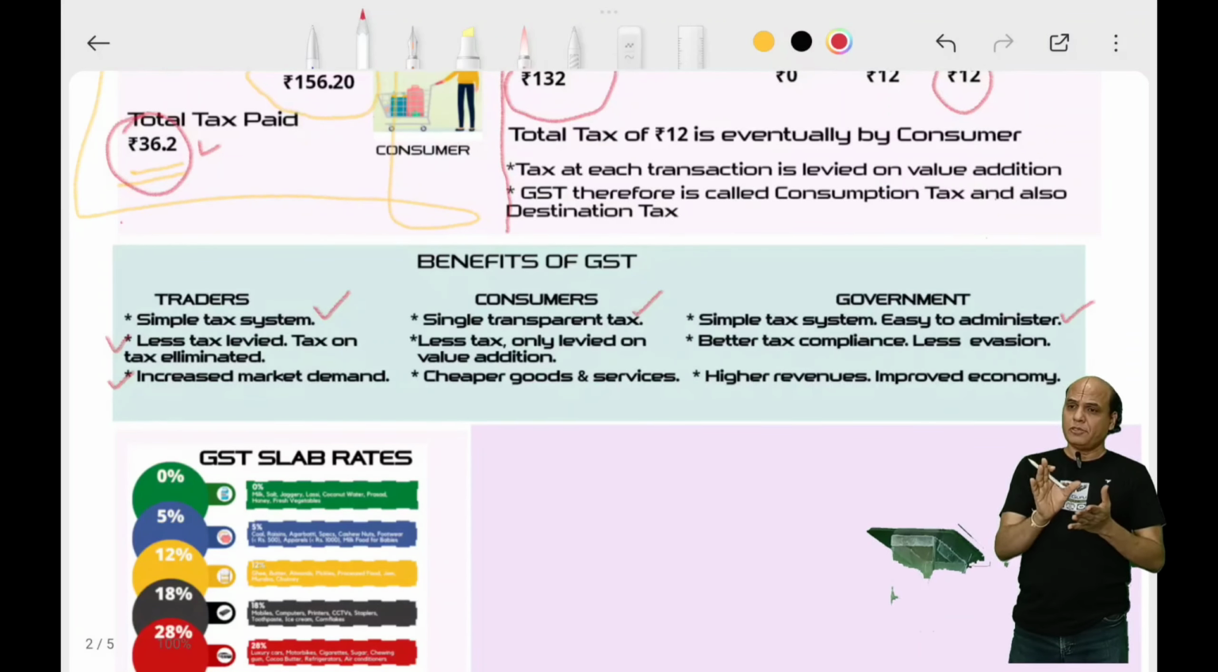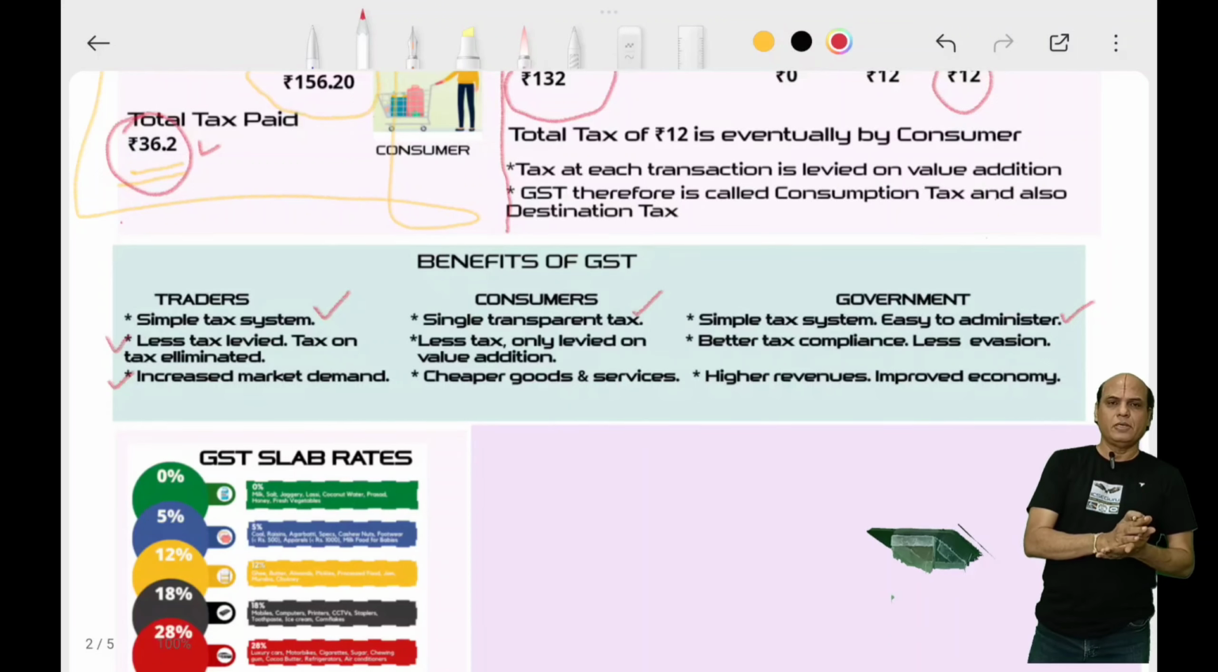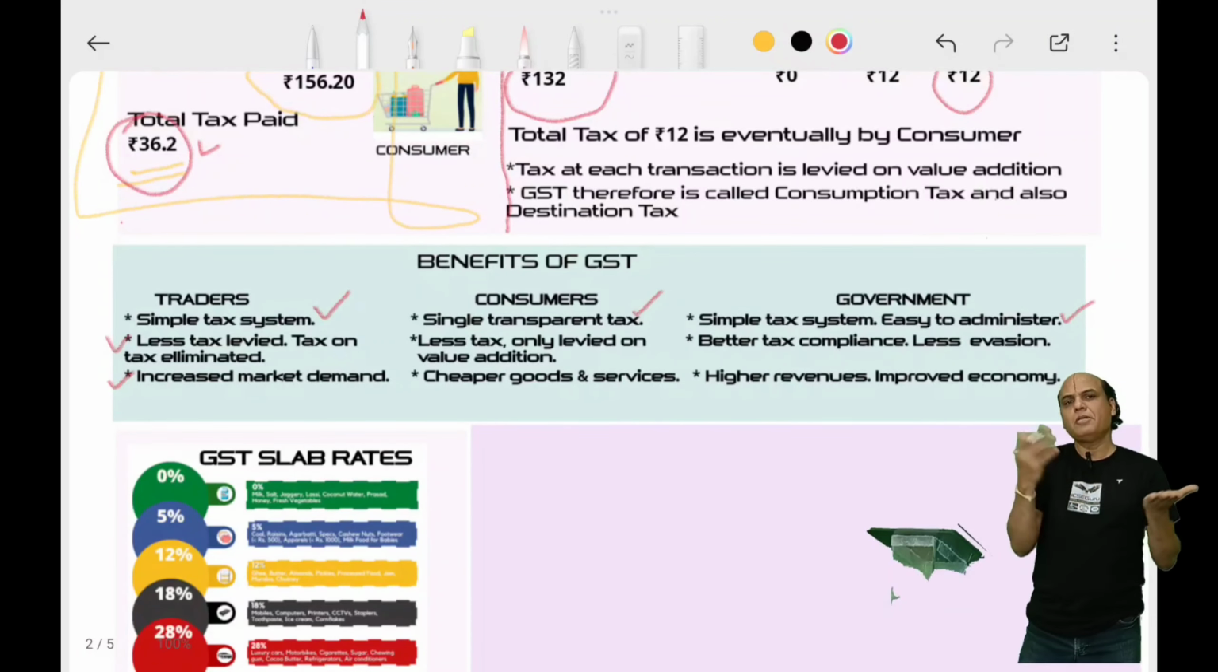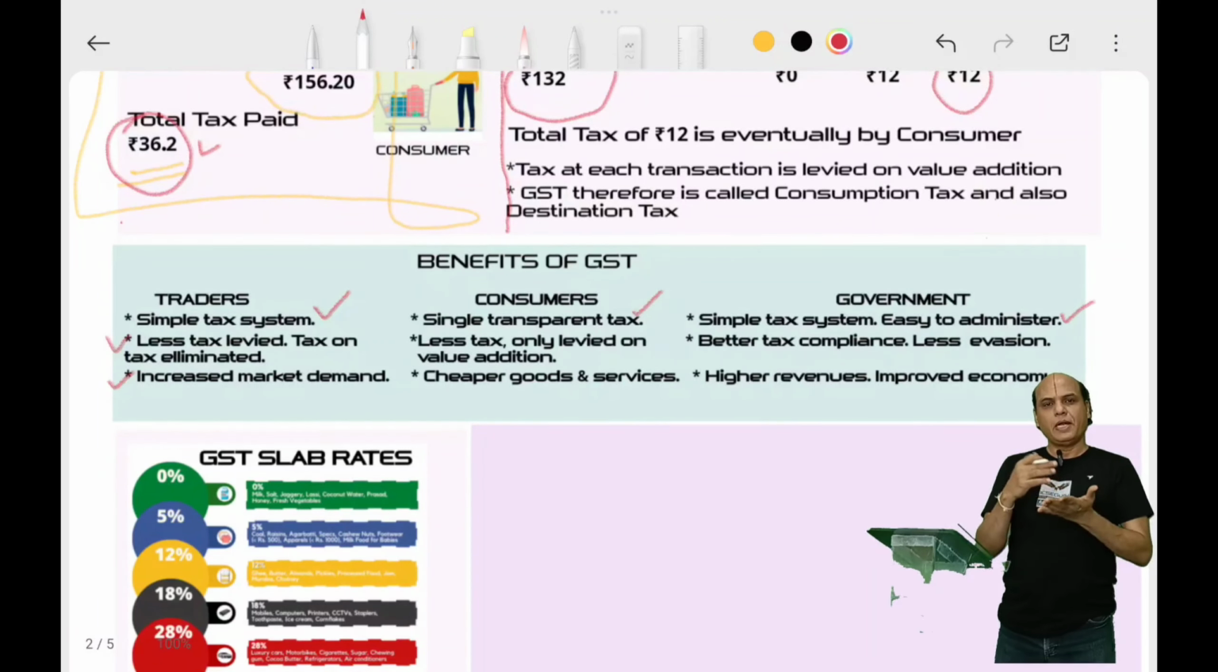For example, if a washing machine costs 20,000, there will be less number of buyers. If a washing machine costs just 5,000, there will be double the number of buyers. It could be double the number of buyers. So market demand will improve.